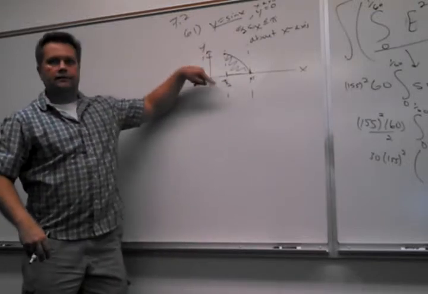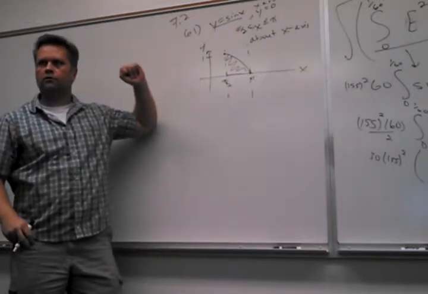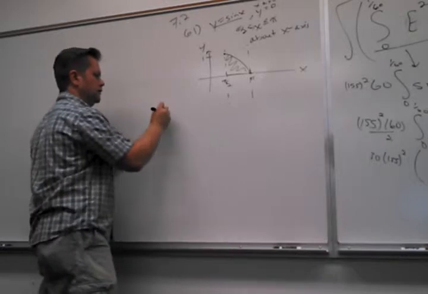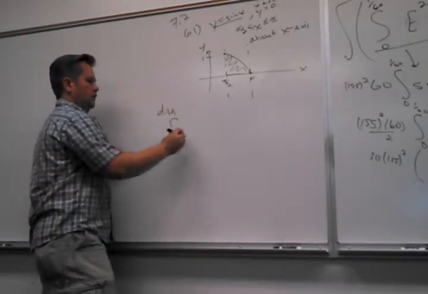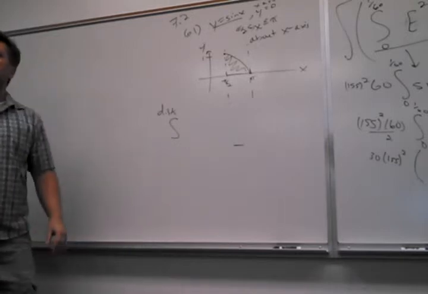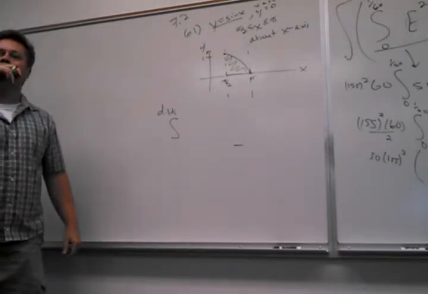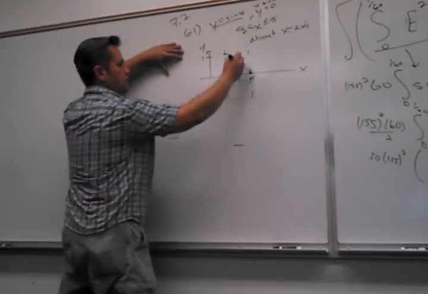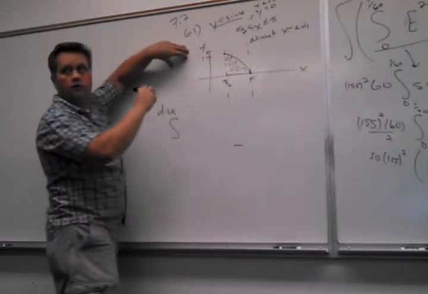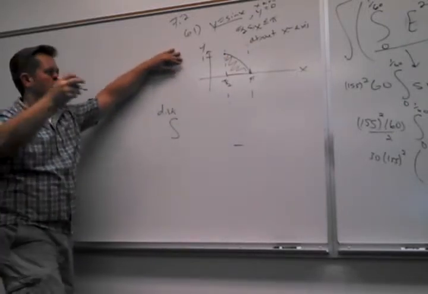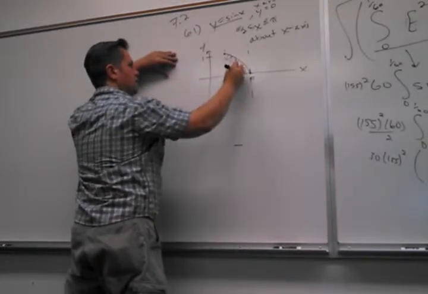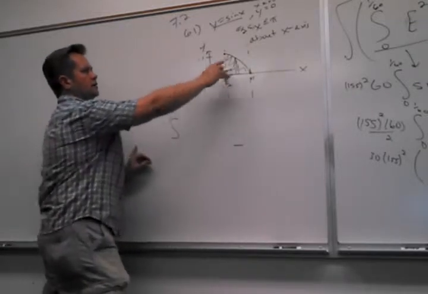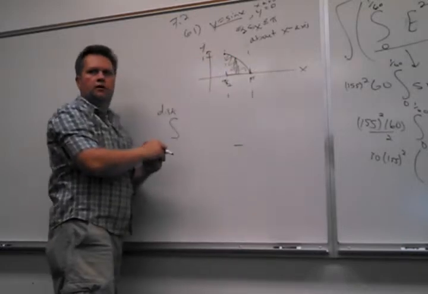So if I'm going to rotate around the x-axis, which method do I want to use? If I want to rotate around the x-axis and I use the disc method, then it's going to be an integral of sine x squared. All right, good. So the radius of a disc is going to be sine x minus 0.